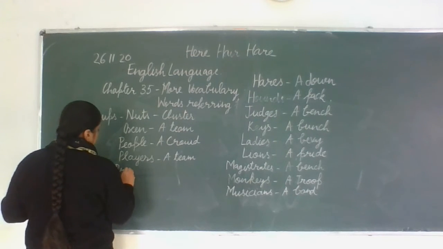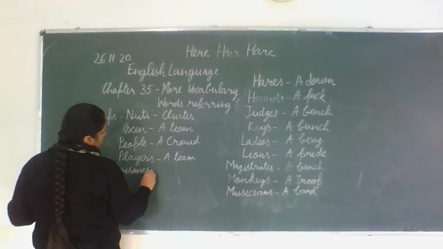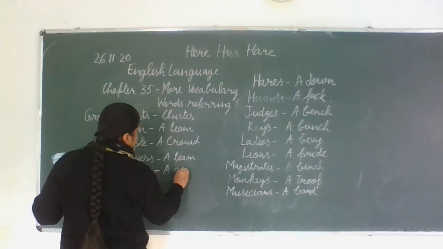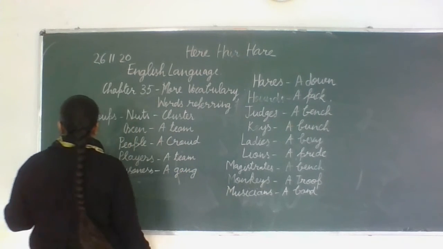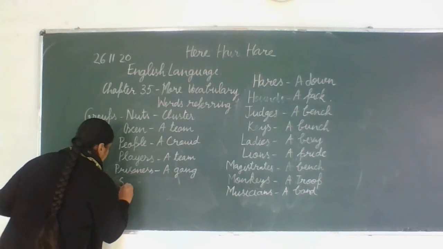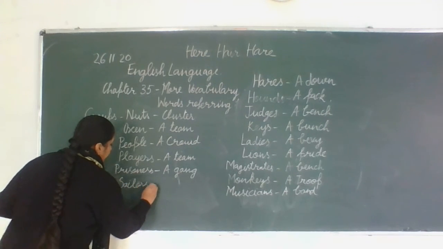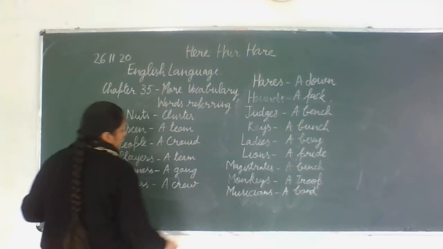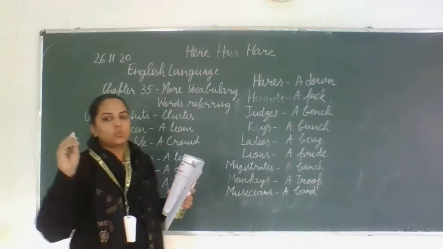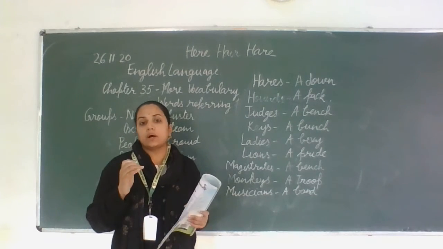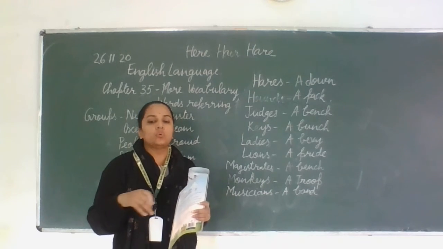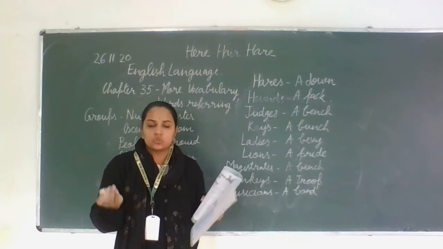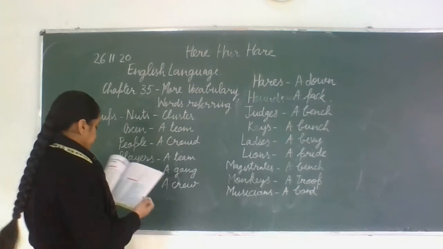Prisoners. The one who are living in the prison. So the group of prisoners is known as a gang. The next one is sailors. The one who sails the ship or the boat. So that is known as the crew. All the people who are assigned or who are doing the job on the ship. So they all together are known as the crew, and individual is a member of crew. So that group is known as crew.